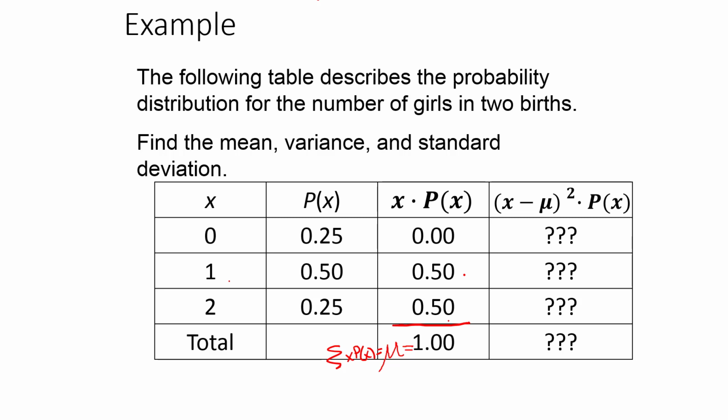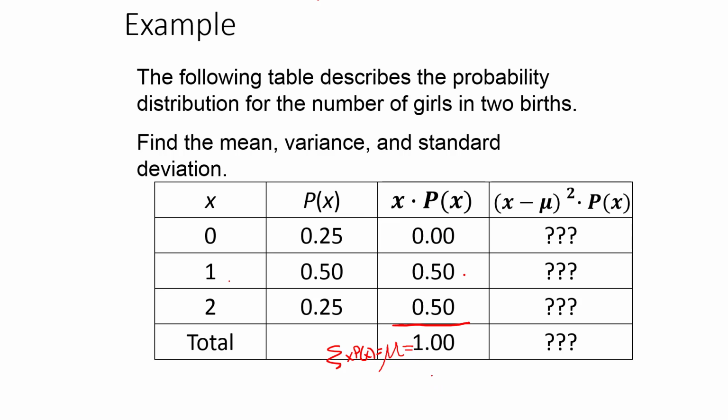All right, now that's the mean. So see how easy that is to find the mean when you have the probability distribution? You just multiply the discrete random variable times the probability, and you get the xp of x column added up, and you get the mean. Okay, how about the variance?